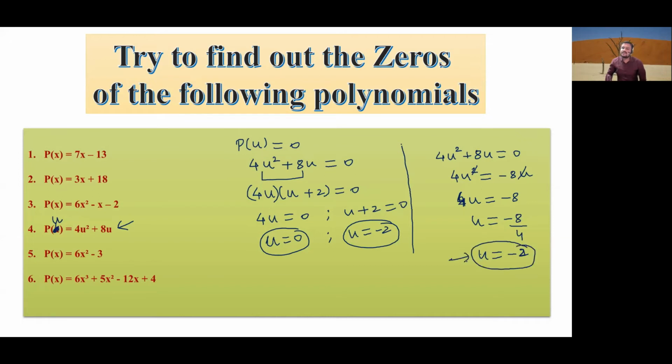Now what is the problem here? You got the correct answer, but you got only 1 zero. And it is a quadratic polynomial, so you should have 2 zeros. This is also correct, but it is partially correct. Is it clear to everyone? Please give the response in the chat box.